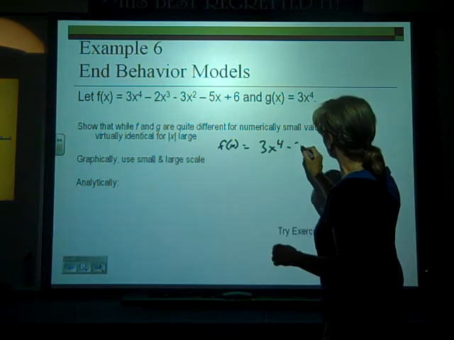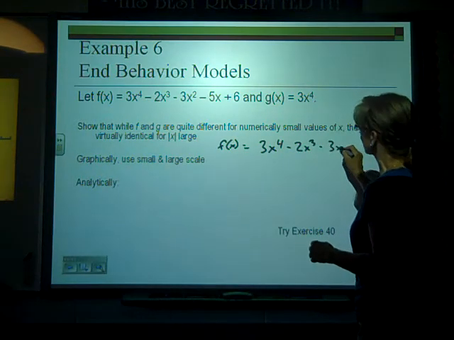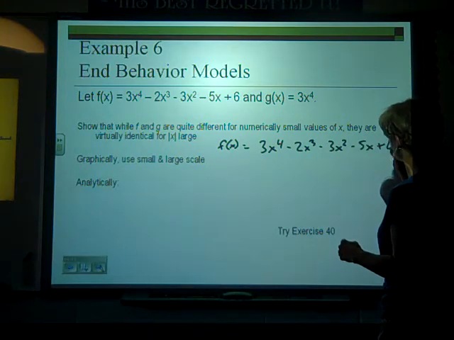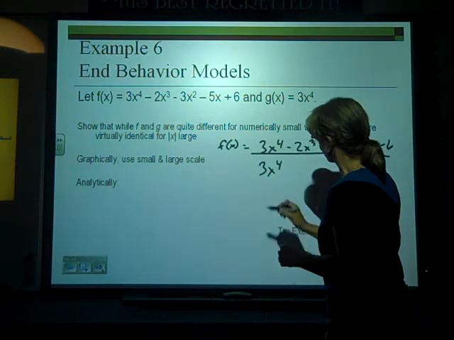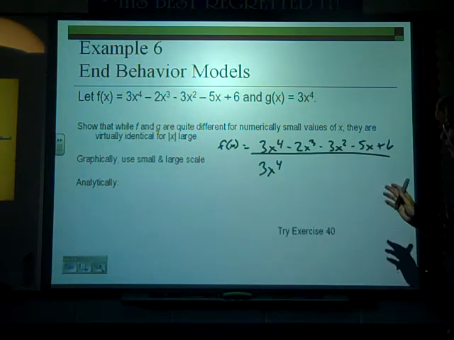3x to the fourth minus 2x cubed minus 3x squared minus 5x plus 6, all of that over 3x to the fourth. There's a reason I wrote it like that.